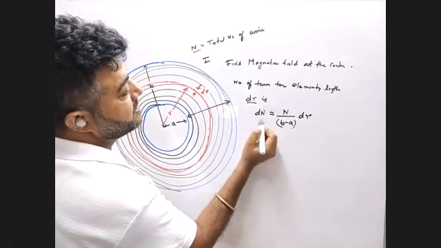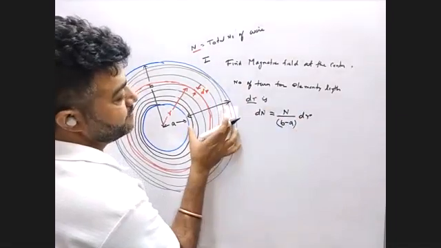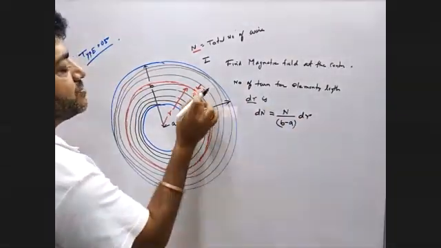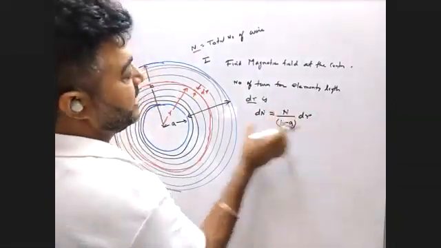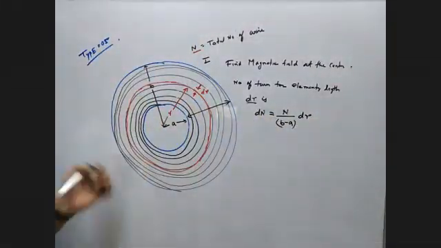How can we find this? Total number of turns n divided by total length b minus a, multiplied by the thickness. Total number of turns by total length into thickness gives the number of turns within that thickness. Yes or no? Okay, sir.